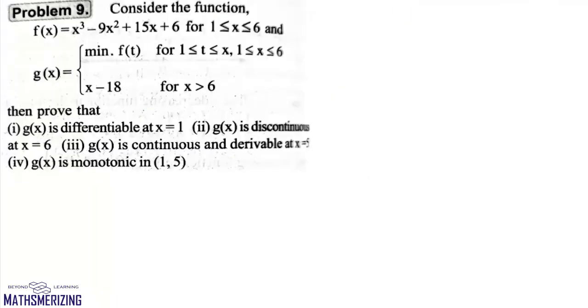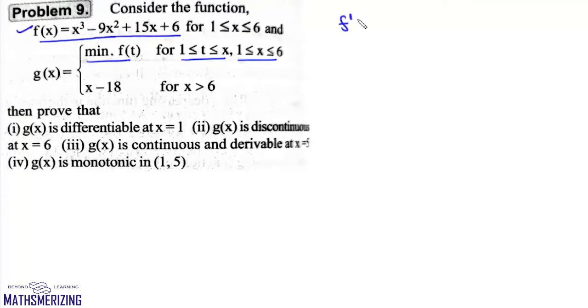Now here the question is, we are given a function f(x), which is x cubed minus 9x squared plus 15x plus 6 for x lying between 1 and 6, and we have defined this function g(x) in terms of f(x). It is the minimum of f(t) when t lies between 1 and x, for x lying between 1 and 6, and it is x minus 18 for x greater than 6. Now first we will draw an approximate graph of f(x).